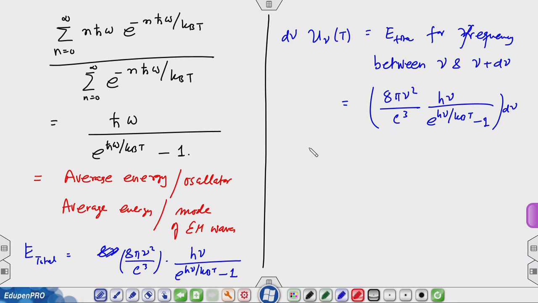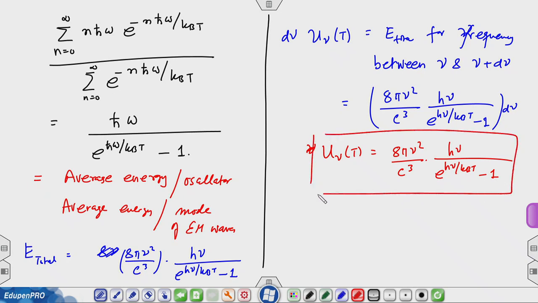So, just for completeness, u nu T is equal to 8 pi nu square over c cubed, h nu over e raised to h nu over kBT minus 1. This is Planck's distribution.